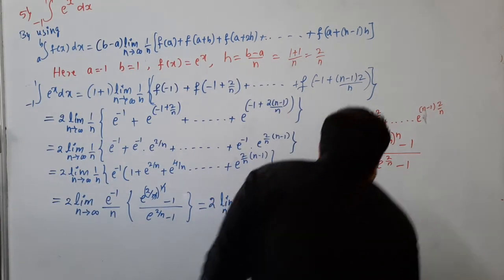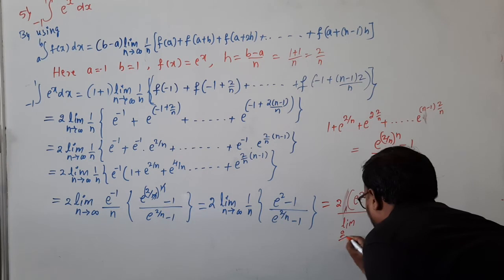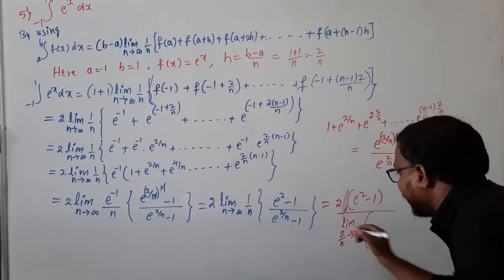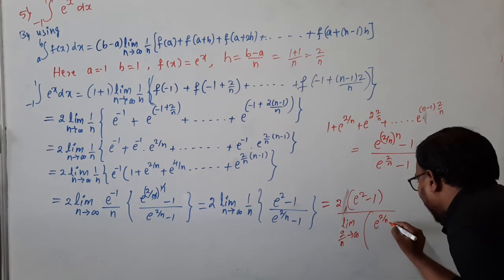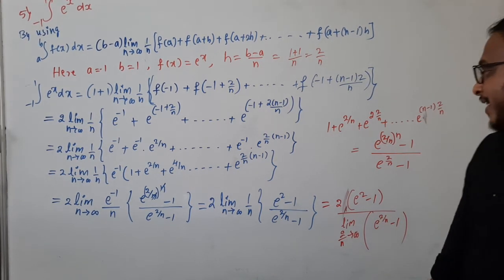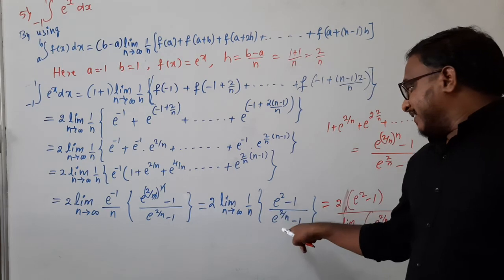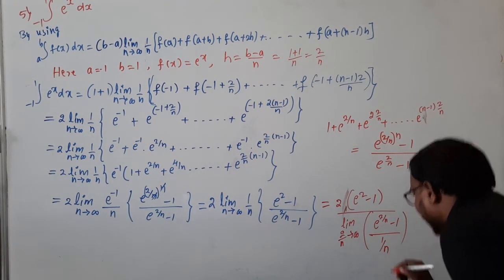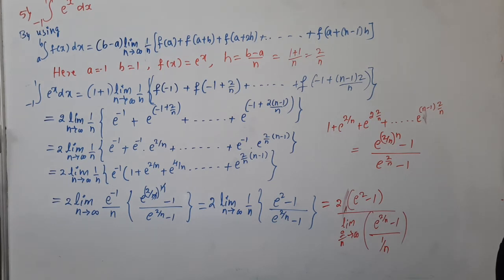It is not n by 2. 2 by n tends to infinity. And I am taking this e to the power 2 by n minus 1, and I am taking this 1 by n to this denominator. It will become 1 by n.